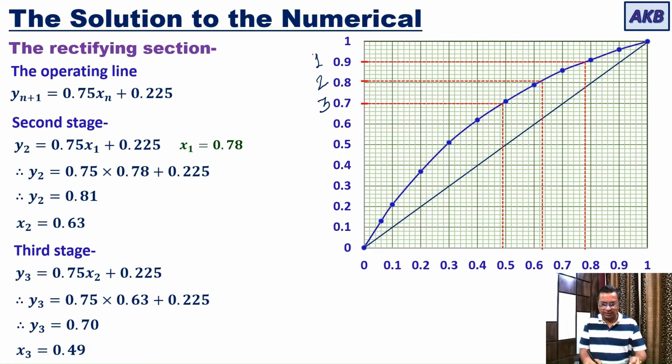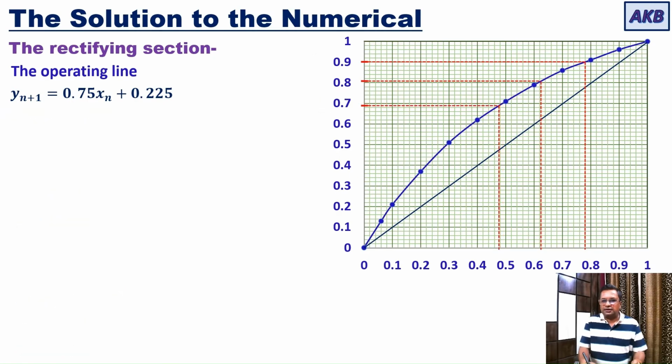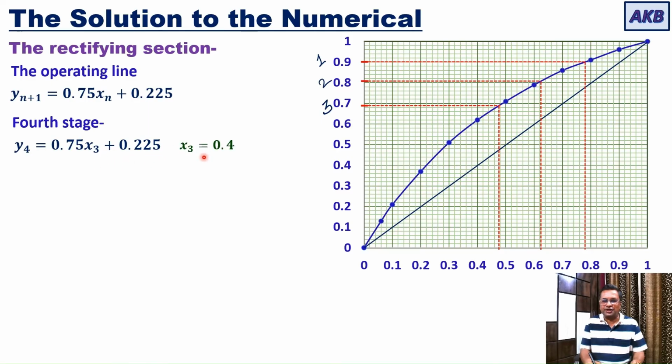Okay, so let us move ahead. Till now we have completed calculations for stage 1, stage 2 and stage 3. Now let us do the fourth stage. For the fourth stage, the equation for the operating line will be y4 = 0.75 into x3 + 0.225. And x3 was obtained in the previous step, it is 0.49. I'm going to use that. So y4 = 0.75 into 0.49 plus 0.225, which gives me y4 as 0.59.